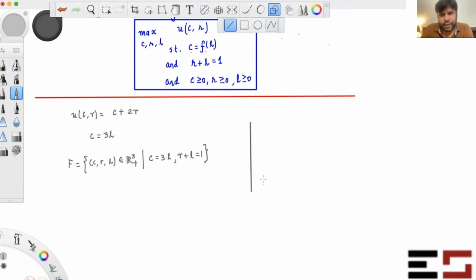Of course, this is a set in R3 plus. Obviously we don't want to use a three-dimensional picture to do it. We just want to do it in a two-dimensional setup. So this is an interesting way to do it. Let me tell you how you can actually do something that is there in 3D in 2D.